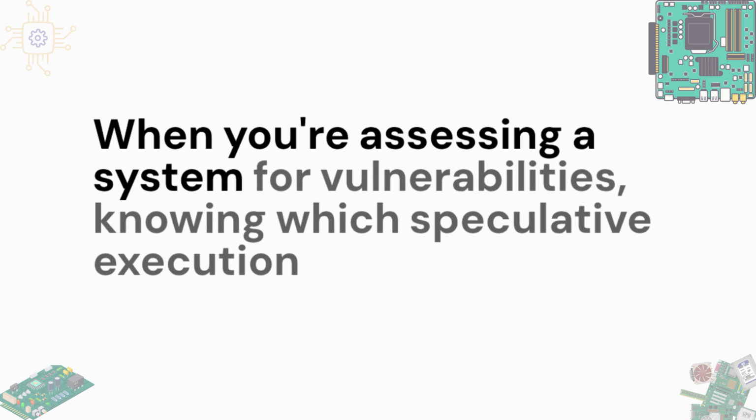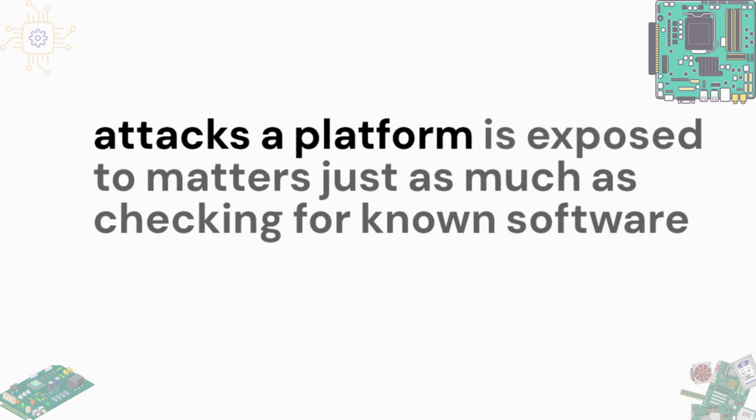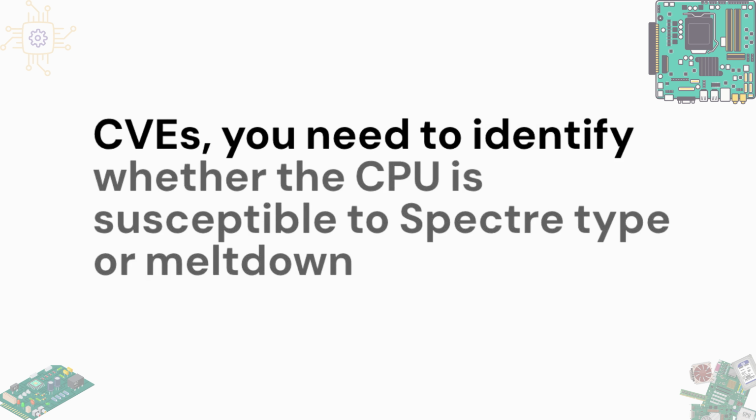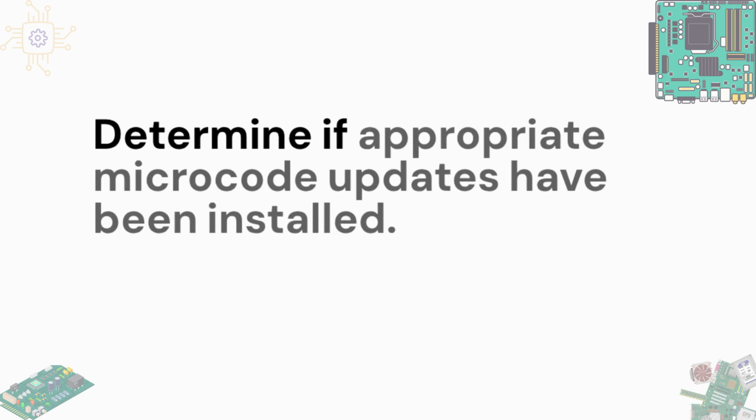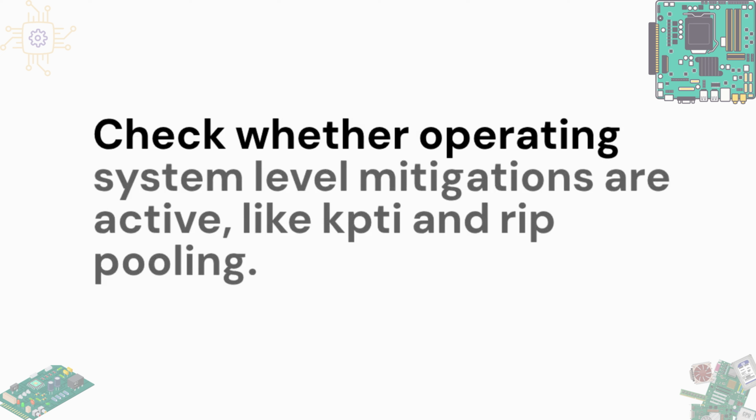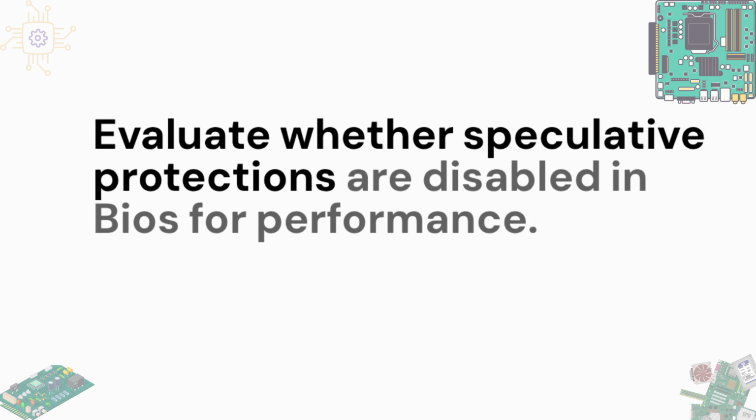When you're assessing a system for vulnerabilities, knowing which speculative execution attacks a platform is exposed to matters just as much as checking for known software CVEs. You need to identify whether the CPU is susceptible to Spectre type or Meltdown type attacks. Determine if appropriate microcode updates have been installed. Check whether operating system level mitigations are active, like KPTI and retpoline. Evaluate whether speculative protections are disabled in BIOS for performance.